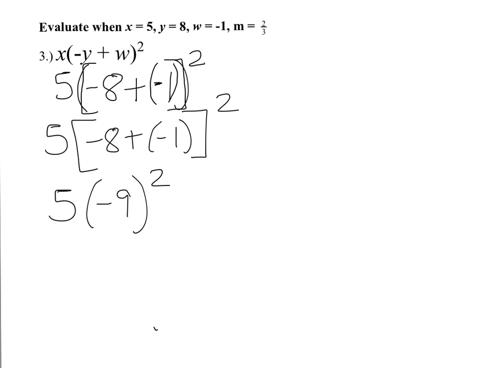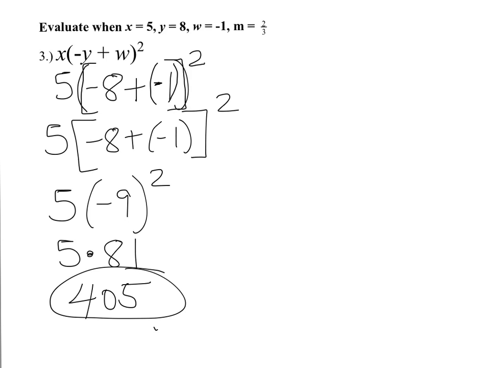So now the next thing, exponents, you have to do the exponents first. So you're not going to do 5 times negative 9, you're going to do negative 9 squared. Negative 9 squared is negative 9 times negative 9, which is 81. So then I have 5 times 81. Again, you could leave the 81 still in parentheses, and then 5 times 81 gives us 405. So the solution to this is 405. Let's move on to the next one.